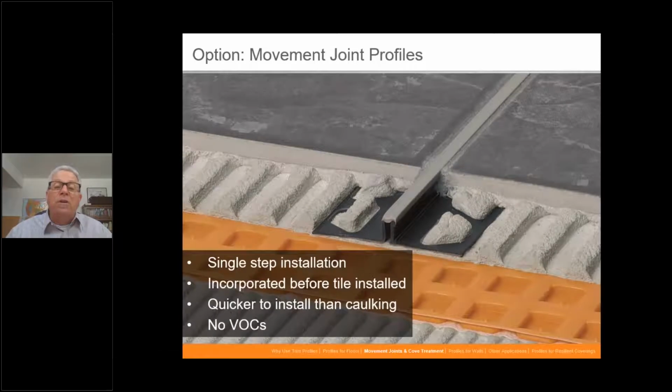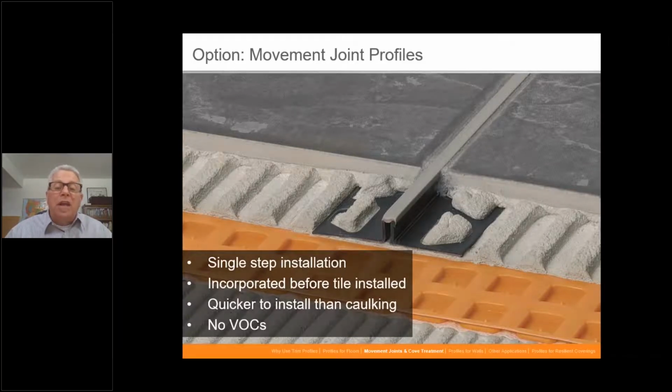So the other option is the profiles that are out there from the manufacturers. They do make it simple because they're installed when the tile is installed. You grout right up against them and they're done. So there's no VOCs from many of the caulks and sealants that are out there. There's no curing times required. Just goes in with the tile. You grout up against it as you see in the picture, and then you're done.